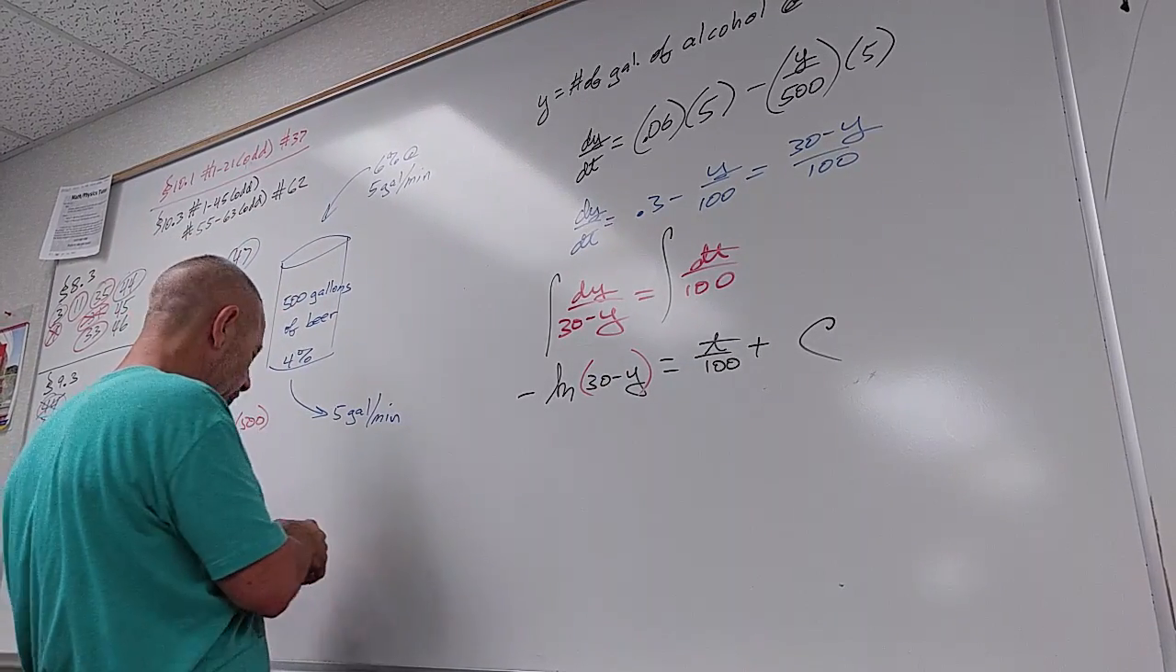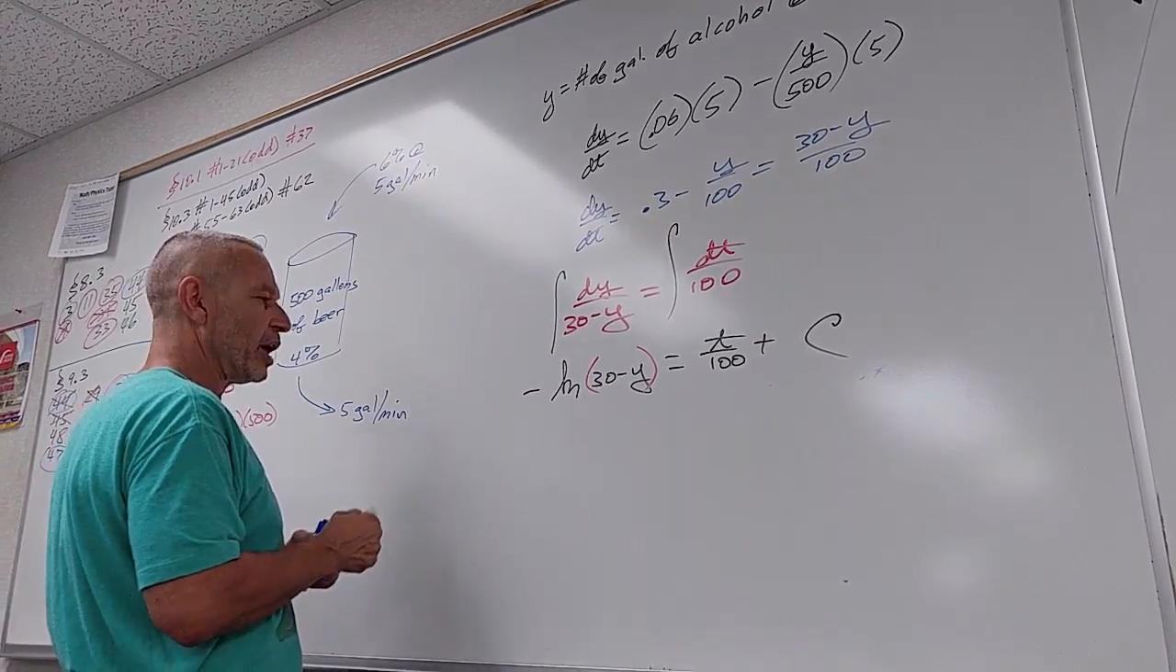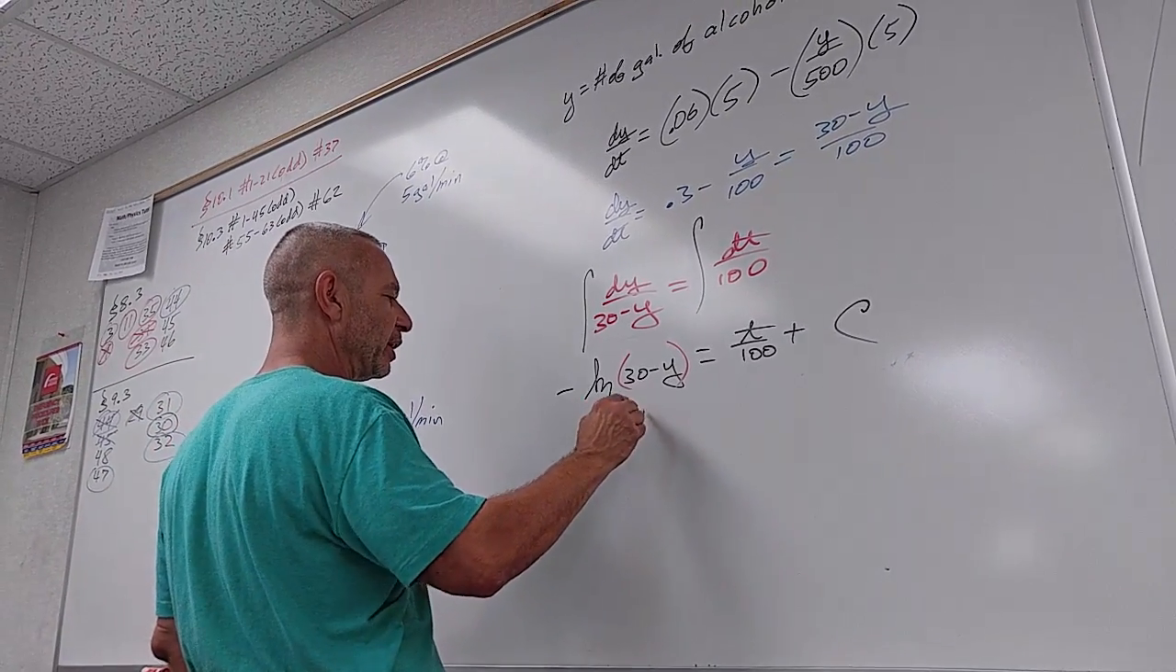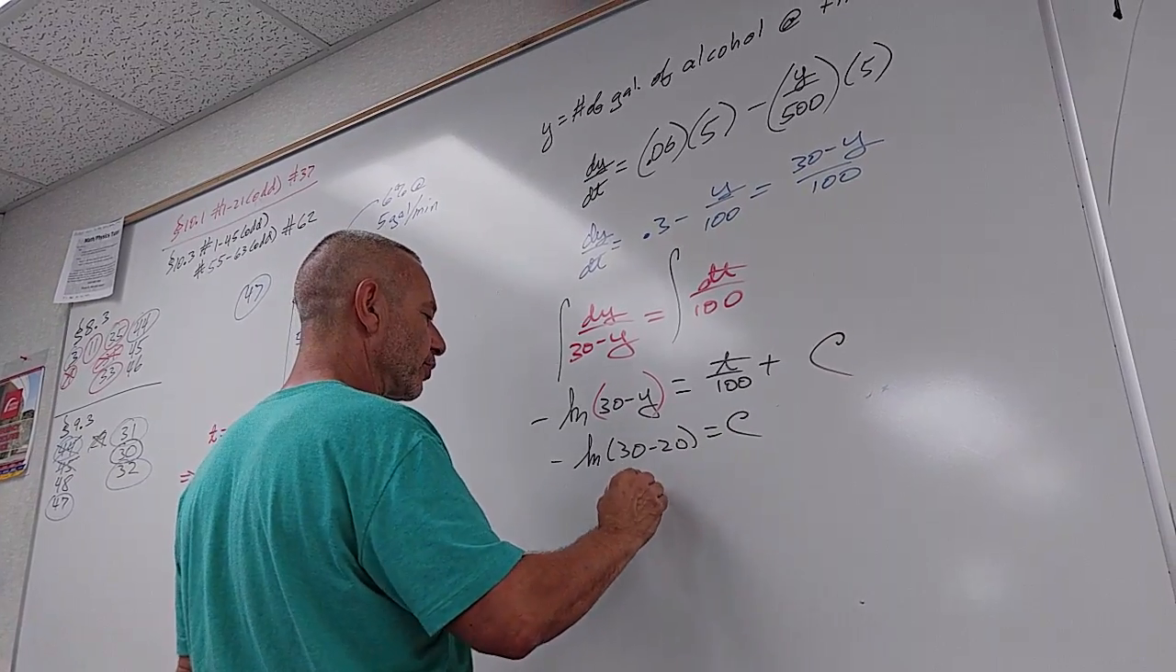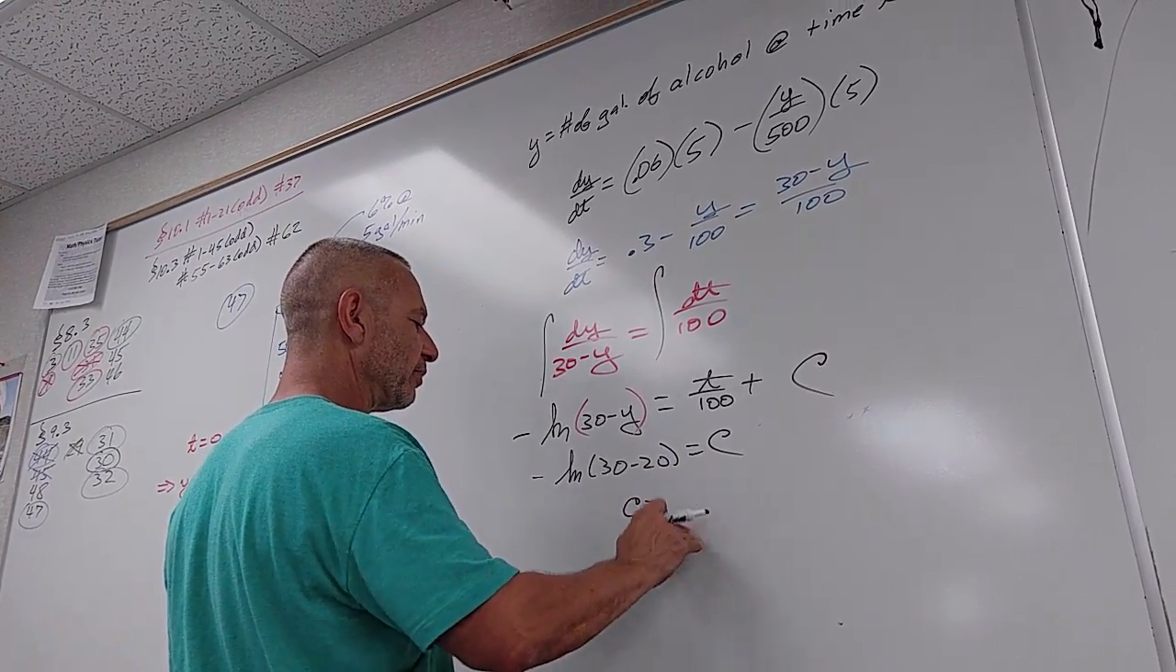We can also now substitute in when t is 0, y is 20, so minus ln(30 minus 20) equals c, or in other words, c is minus the ln of 10.